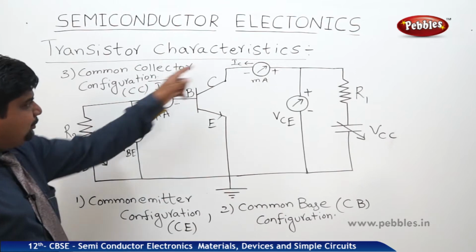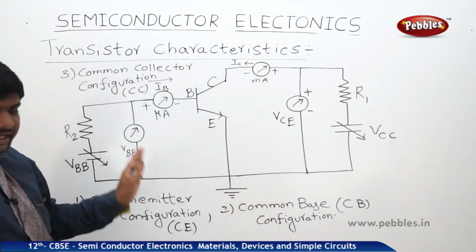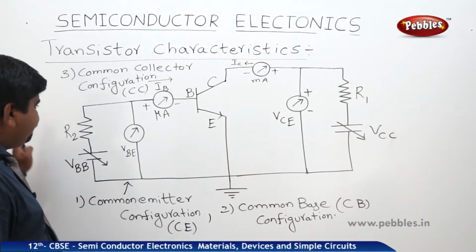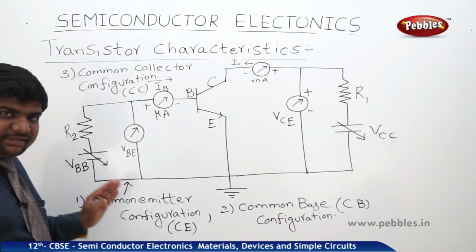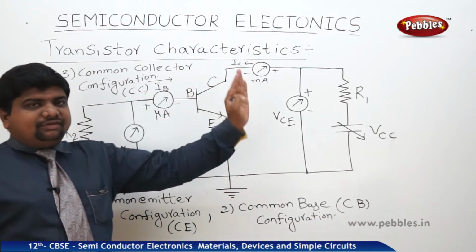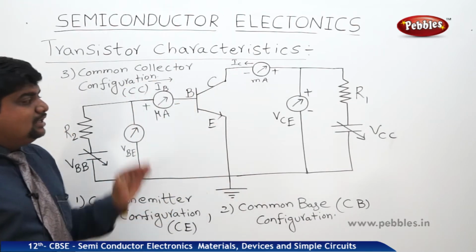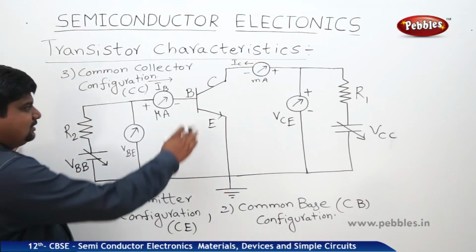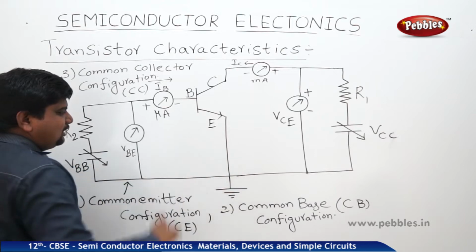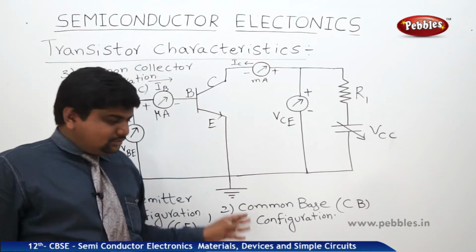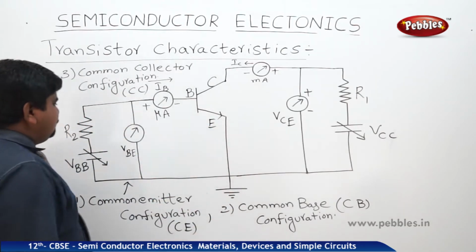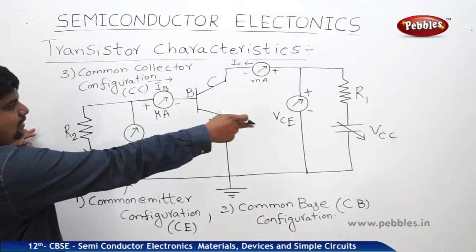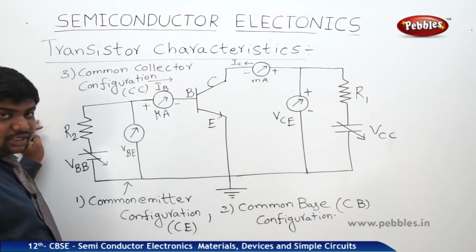But the circuit which I drew is common emitter configuration. Now we are going to discuss the characteristics of common emitter configuration or common emitter biasing of a transistor. For this purpose, we connected emitter to the ground. Input is given from that section to the collector.